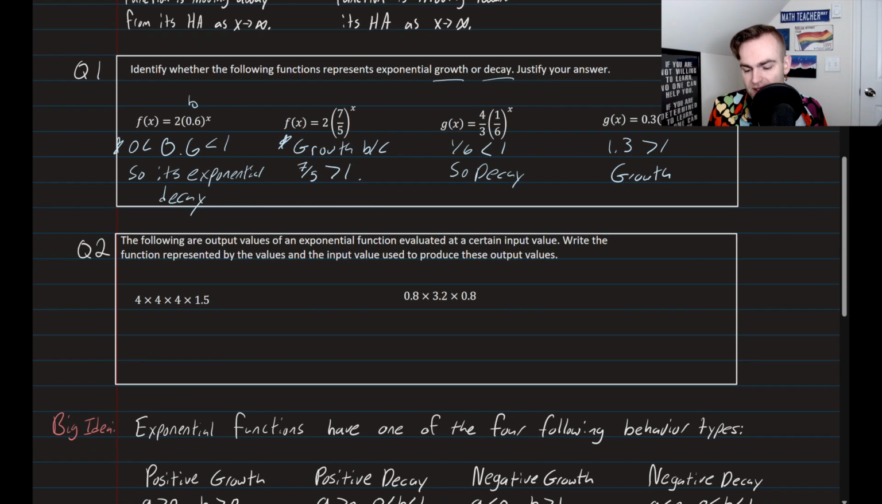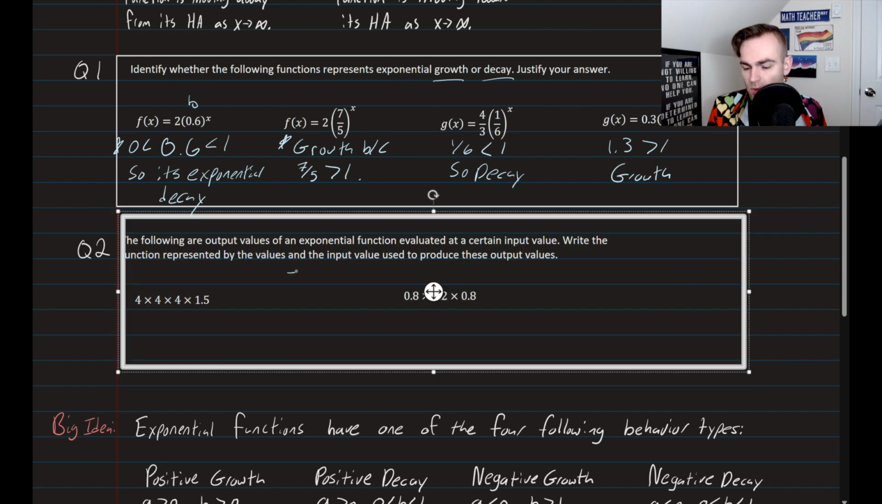So what if we're given some string of numbers being multiplied? Can we create an exponential function based off of that string of multiplication? And can we figure out where that function was evaluated at? What we're going to look for is the lone number, because the lone number would be our initial value. That would be our a, because remember we're looking at f.